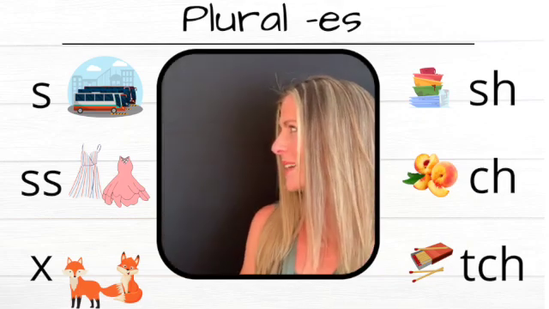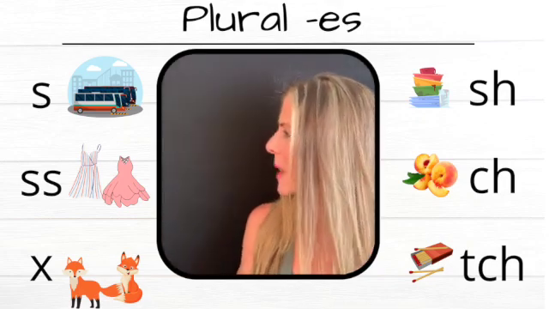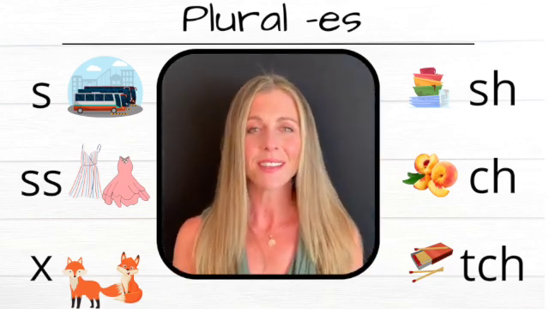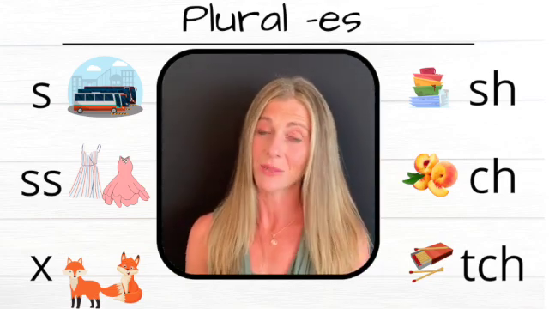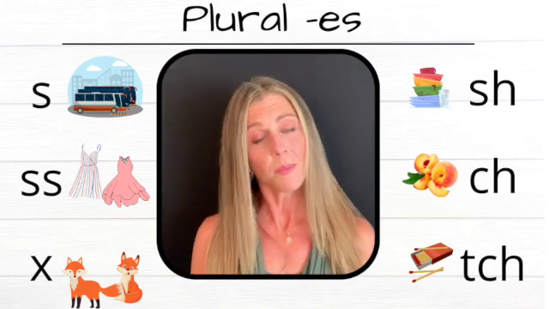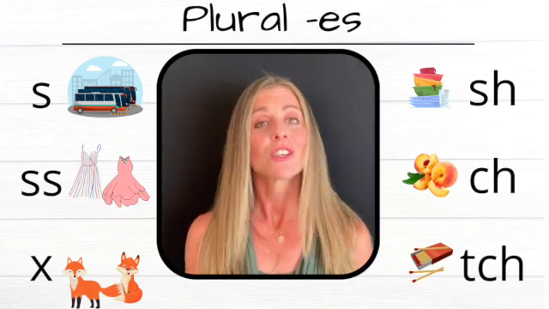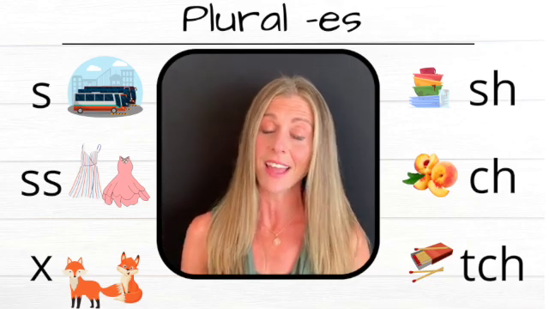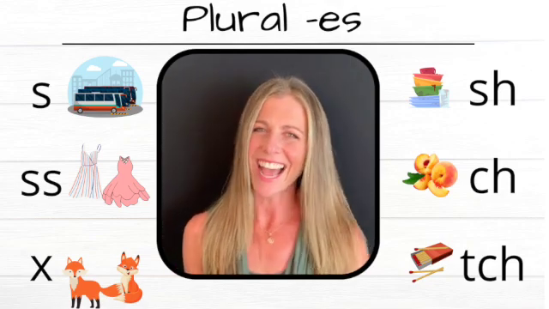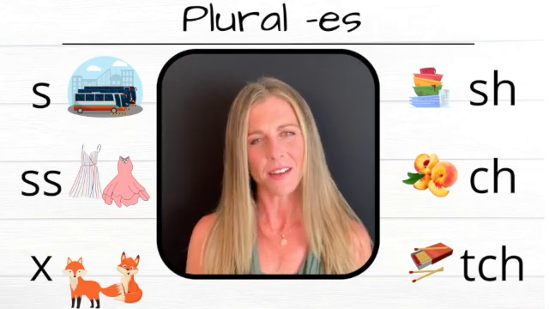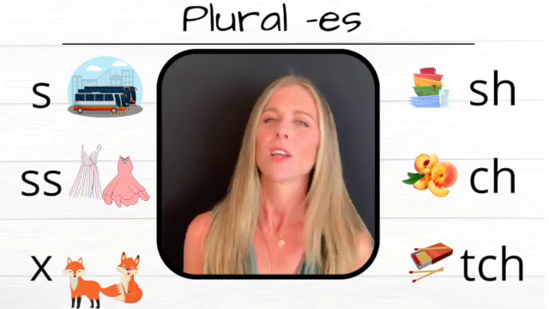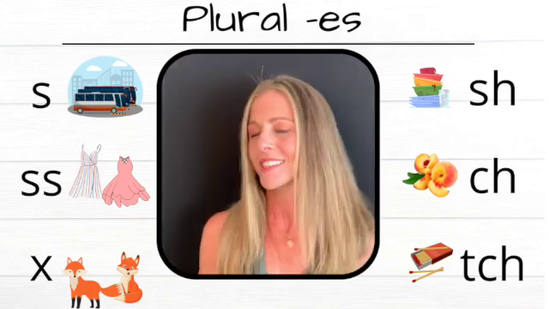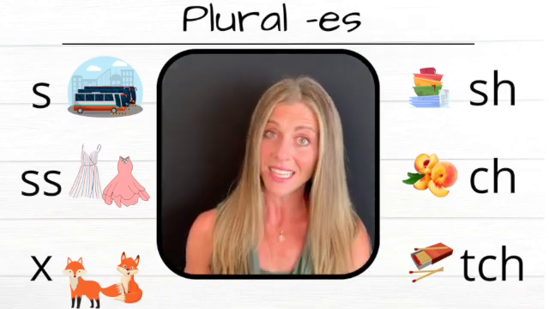We have bus. When we make bus plural, it becomes buses. Bus ends in an S. It also gets an ES when it's made plural. And then we have dresses. Dresses has the double S. Guess what it gets? Not just an S, guys, an ES. And then we have fox turned into foxes. When fox becomes plural and foxes, it ends in an X, and you guessed it, it gets an ES.